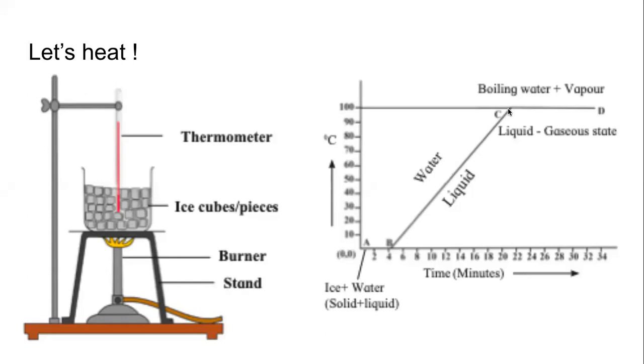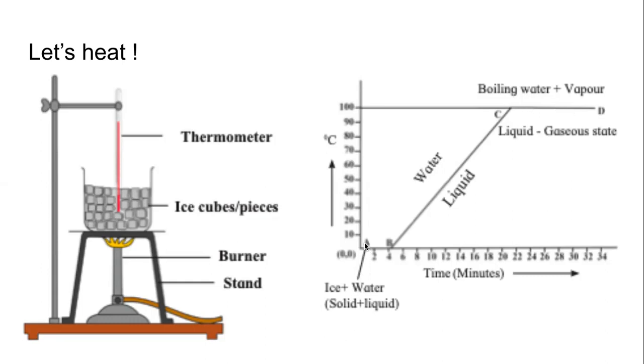So the first point where the temperature remained constant for some time was the melting point of ice. The second point at which the temperature will remain constant is the boiling point of water, 100 degrees Celsius. Now we will see that the water is converting into water vapor and evaporating, because it is getting heated, but there will be no change in the temperature. This will be our observation.